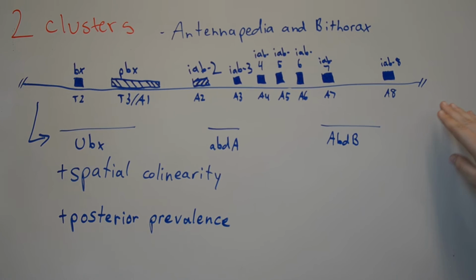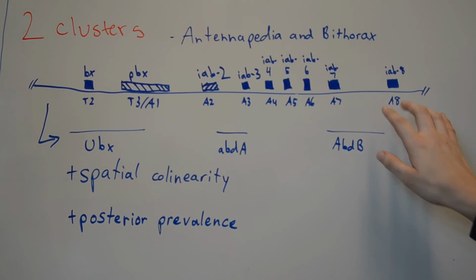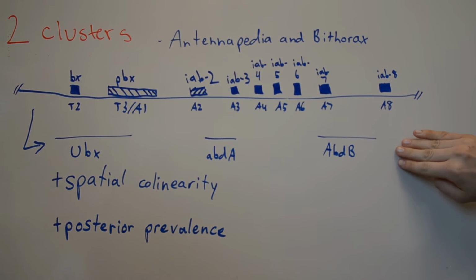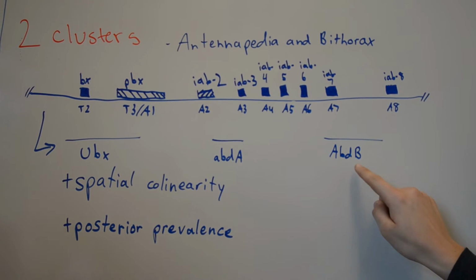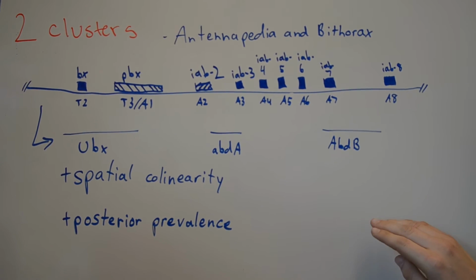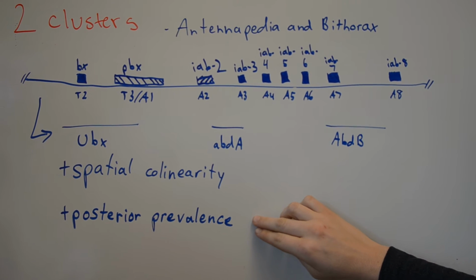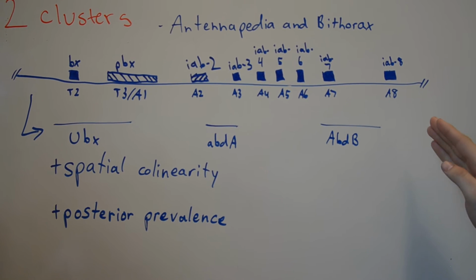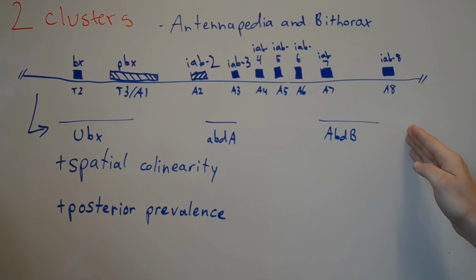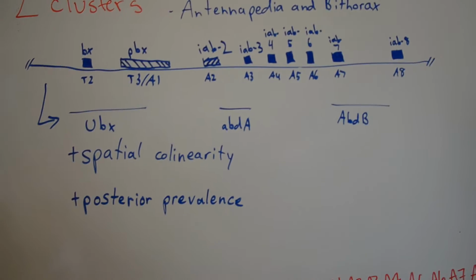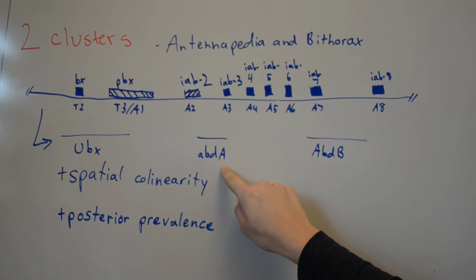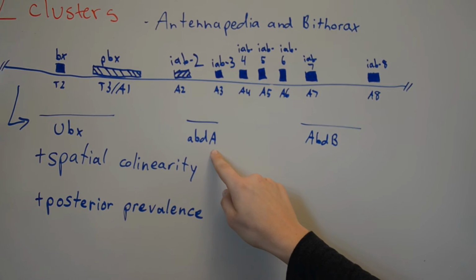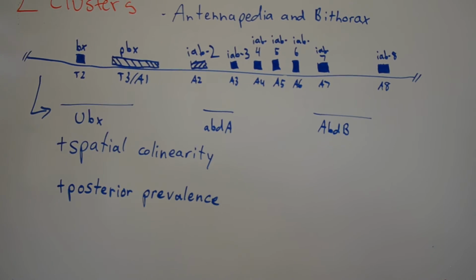And what also happens is there's a lot of splicing, since there's lots of introns and only 3 mRNAs made: UBX, abdA, and abdB. Another notable thing is posterior prevalence. Posterior Hox genes are always going to have precedence over more anterior ones. So abdB will always take precedence over abdA, and abdA will always have precedence over UBX. Always.